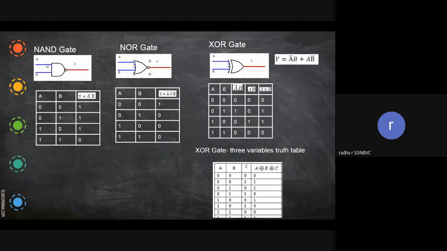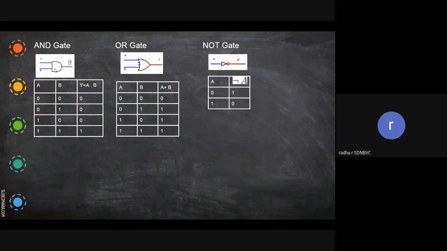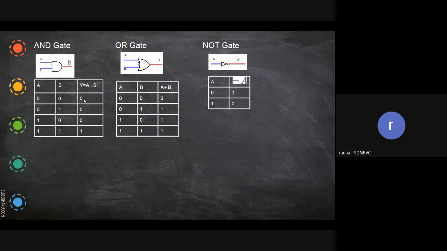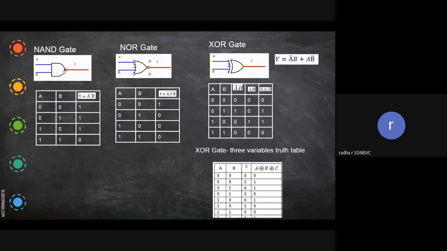Now, the NAND gate. The NAND gate is the AND gate followed by an inverse. If you look at this, this is the AND gate, and here there is a bubble. I already told you, when there is a bubble, you can say it is an inverse. Are you able to follow? 0 into 0 is 0, but the output is inverted. So you can write it like this: Y equal to A dot B, the whole bar.